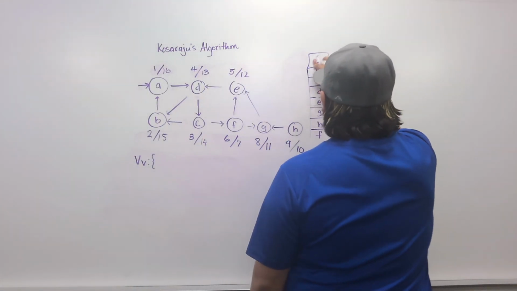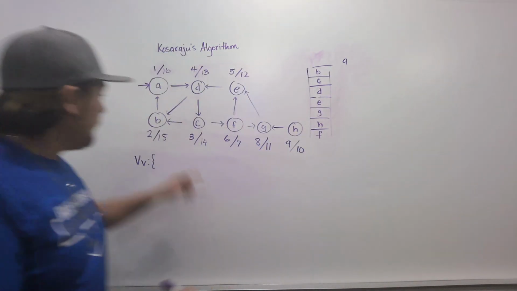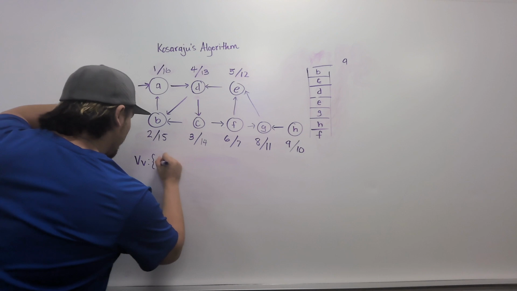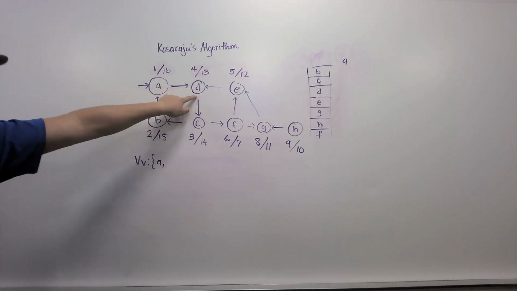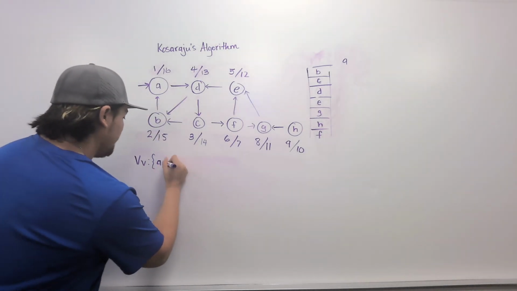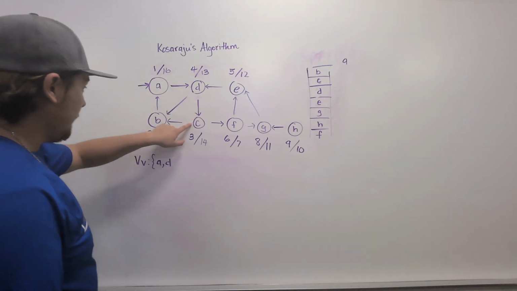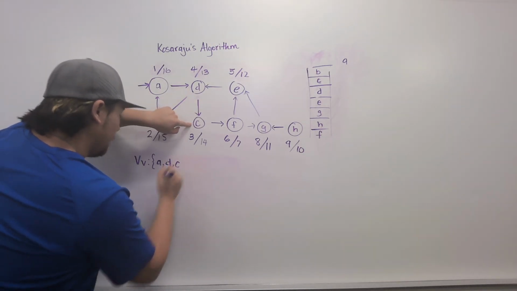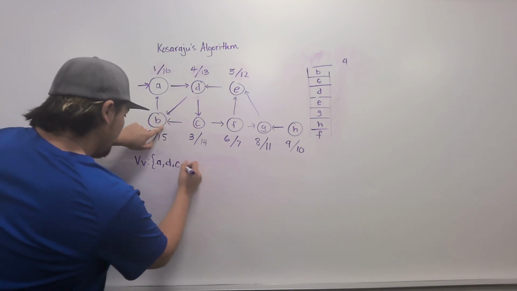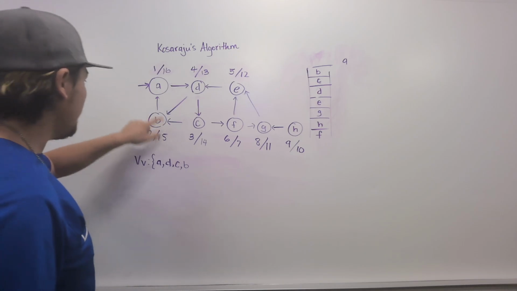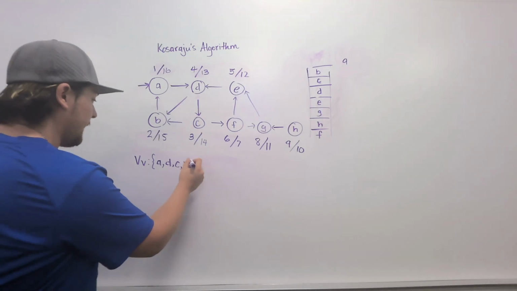So A is no longer in the stack. And we're going to visit it. We're going to put it in our visited list. Where can A go? A can only go to D. So D is going to be in our visited list. D goes to C. C goes in our visited list. C goes to B, goes in our visited list. B goes back to A, but A has already been visited. So that will end this cycle.